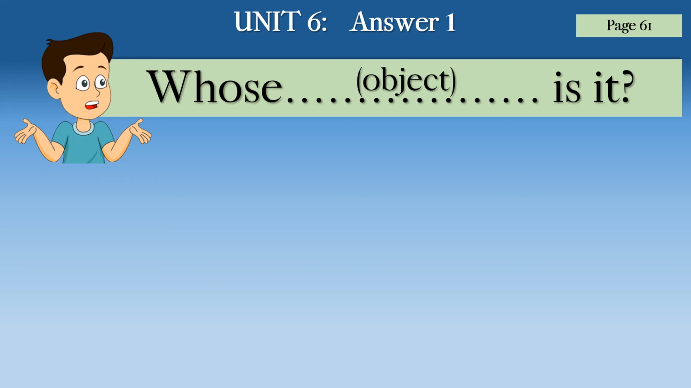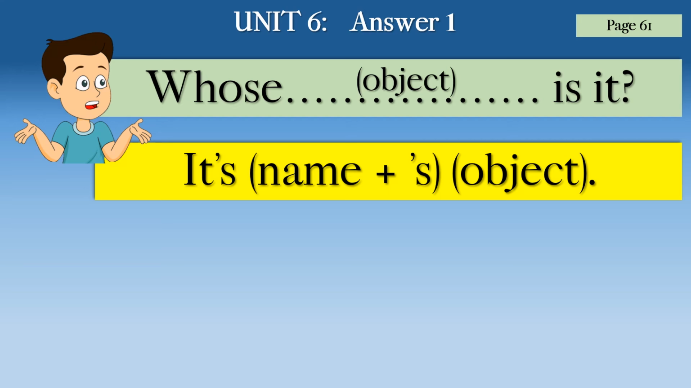So we looked at question number 1 for unit number 6. Now let's look at the answer to question number 1. This is answer number 1. So let's remind ourselves of the question. The question is, whose object is it? Whose cell phone is it? The answer is, it's, and then the name of the person plus S, and then the name of the object. Whose cell phone is it? It's Tom's cell phone.